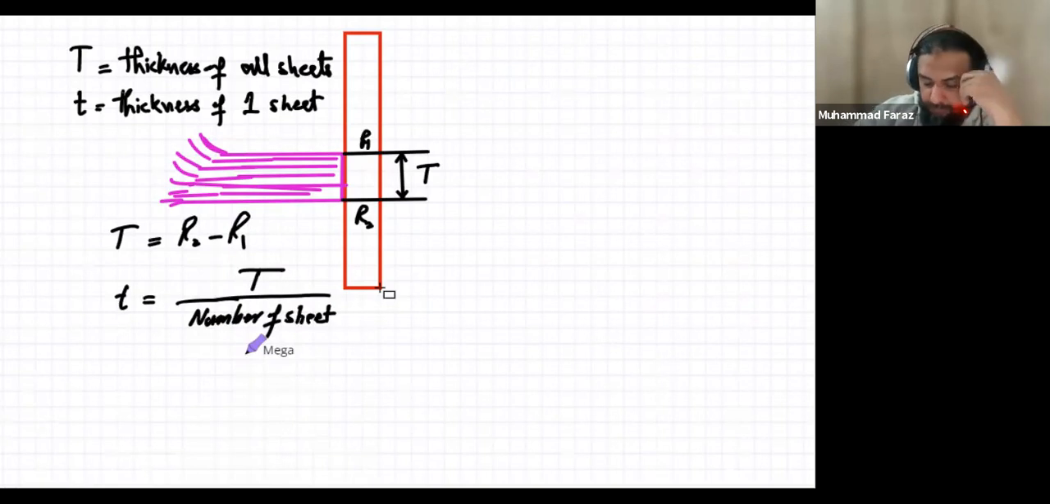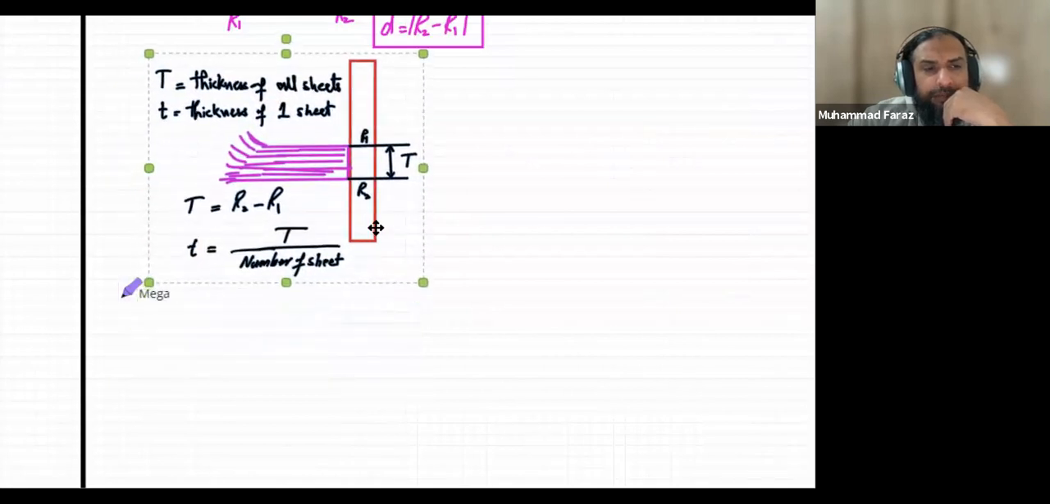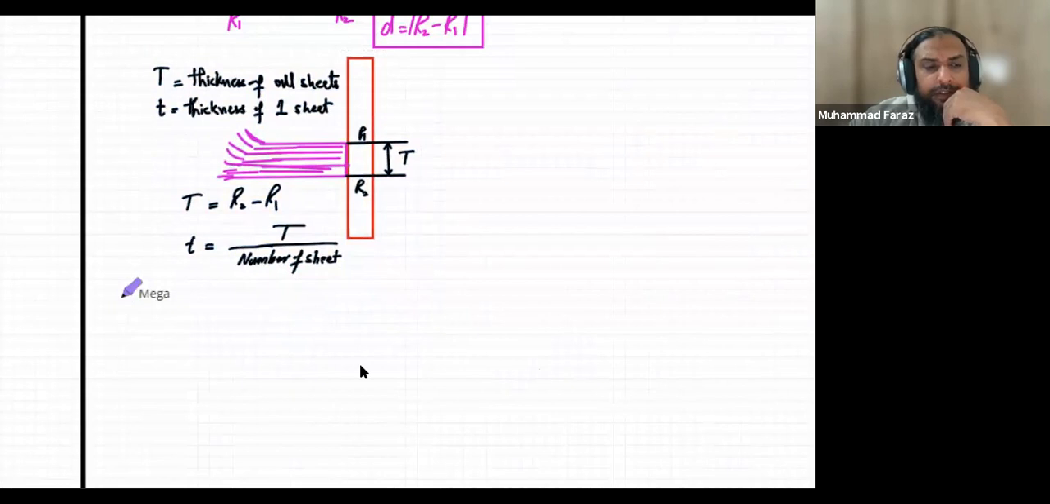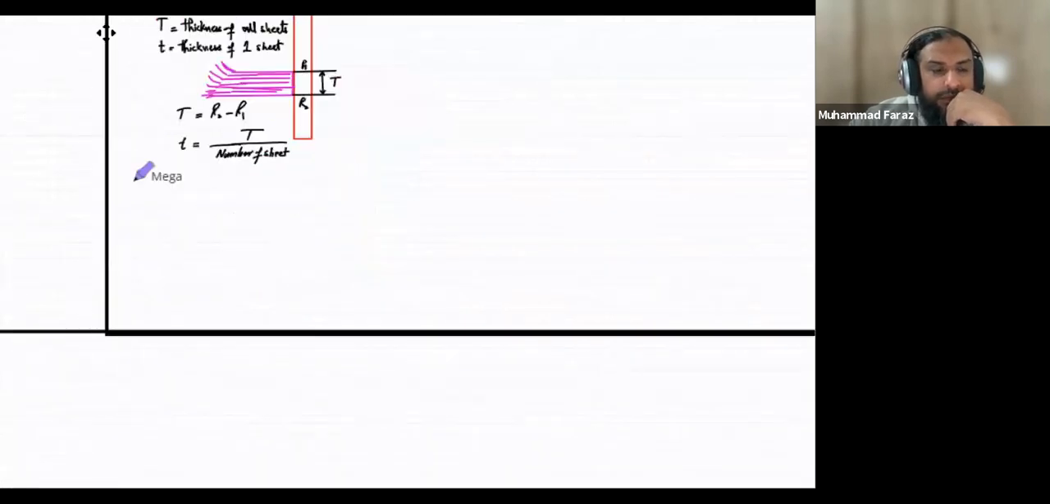Now, moving on, can we measure thickness or diameter of a thread using an ordinary scale? Answer is yes, we can. But how?